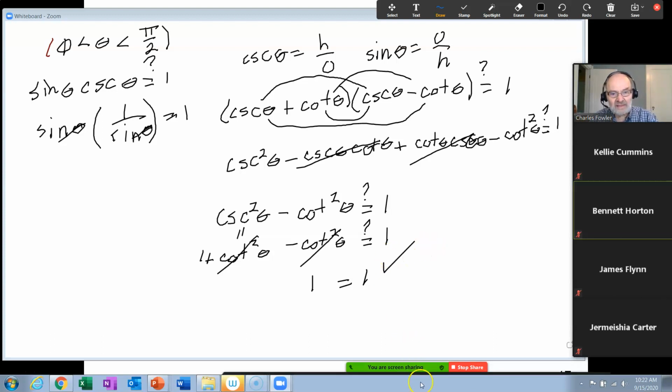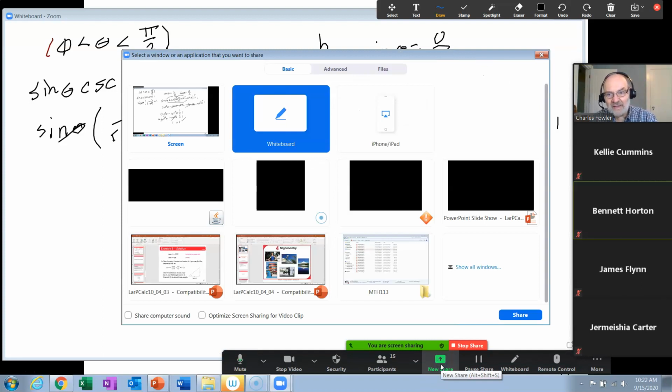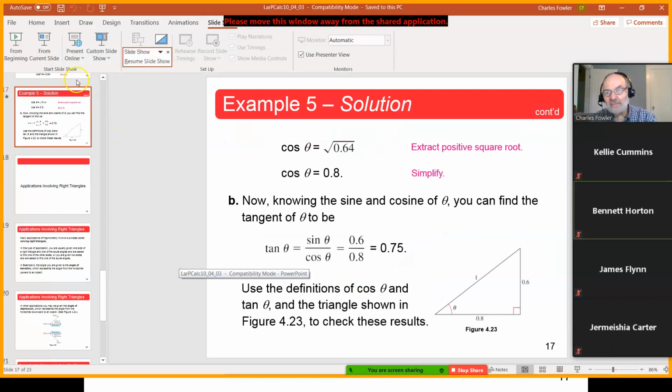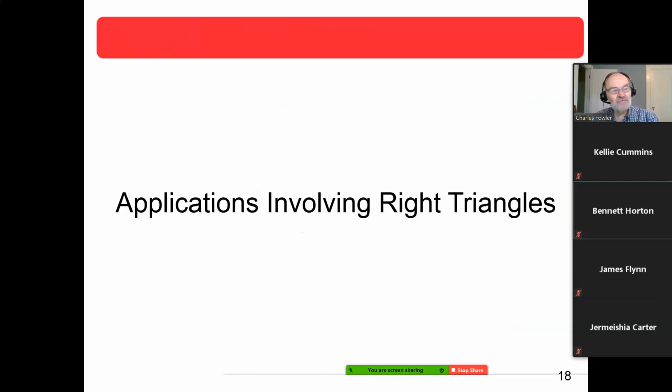All right. Let's go back to this PowerPoint, 4.3. And we'll go back to current slide, and that was example 5, the end of 5. Let's move on to applications. This is on page 282, applications involving right triangles.